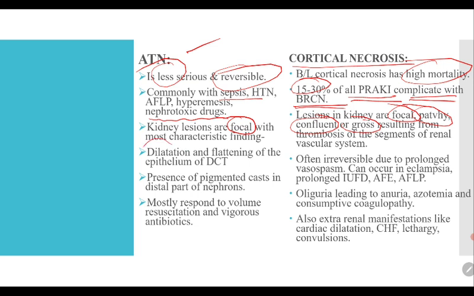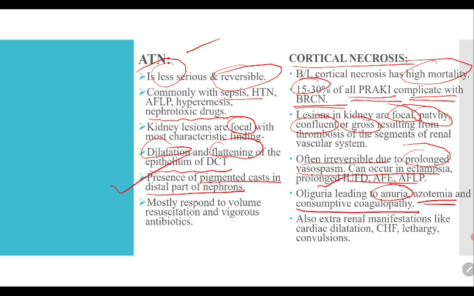ATN causes dilatation and flattening of the epithelium of the distal convoluted tubule. Cortical necrosis is irreversible due to prolonged vasospasm that occurs in IUFD, eclampsia, preeclampsia, HELLP syndrome, and AFLP. Pigmented casts in the distal part of the nephron are seen in acute tubular necrosis, and cortical necrosis leads to oliguria, which can lead to anuria, azotemia, and consumptive coagulopathy.